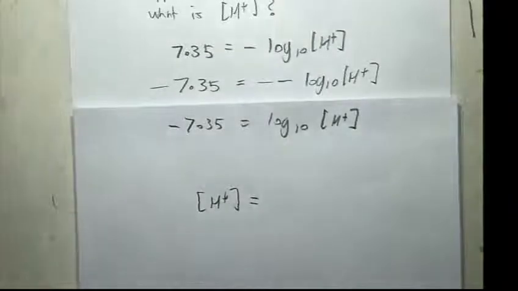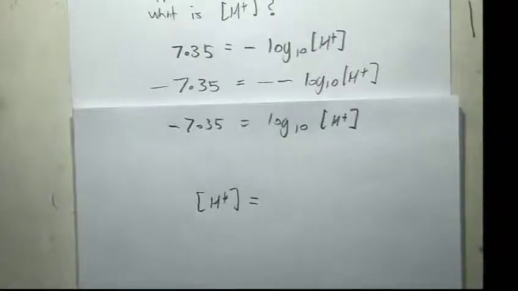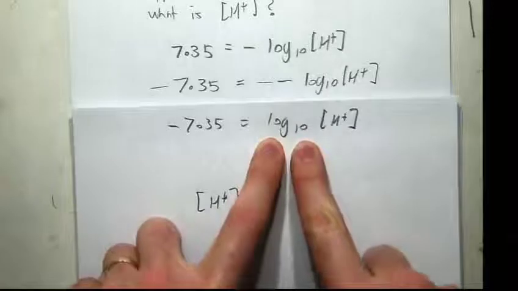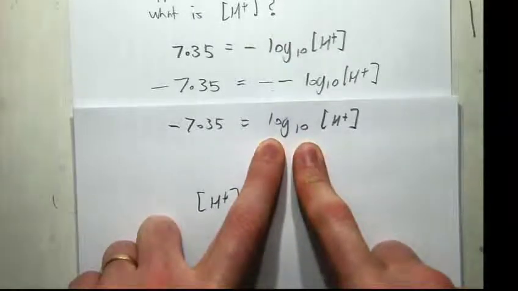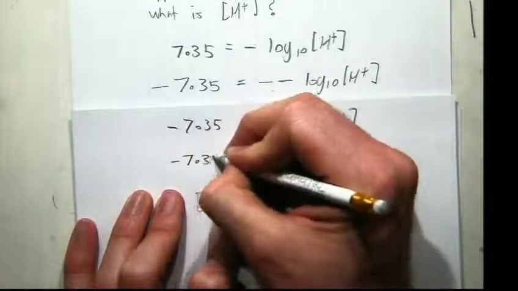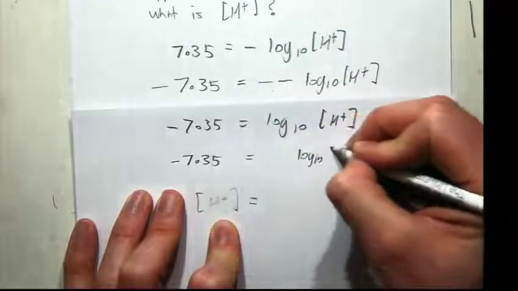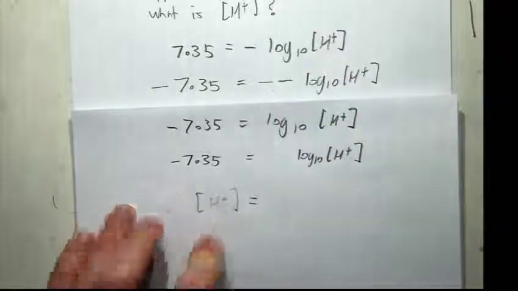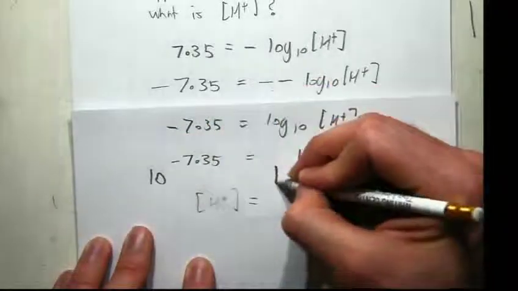But just a second, log 10 of H plus is the same question as what power of 10 do I have to do to get H plus? So actually, this is the same as saying 10 to the power of minus 7.35 is H plus. But most people find it really difficult to manage that process, and so it's easier to think about, just a second, what would I have to do to this to make the log 10 go away? I would need to do a 10 to the power of. So I'll copy down exactly what I have here, and I'm going to do 10 to the power of both of those things.